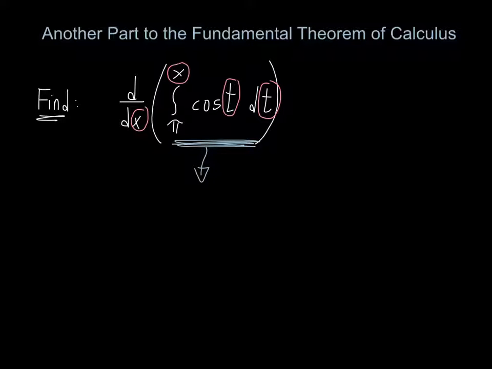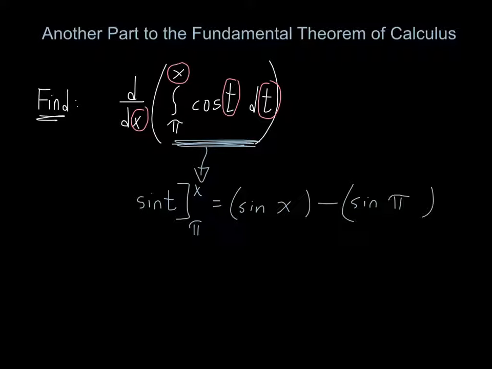Well, we know that when we integrate cosine of t with respect to t, we're going to get the sine of t, and our bounds are from pi to x, and we know from there, we're going to drop in first x and then pi.